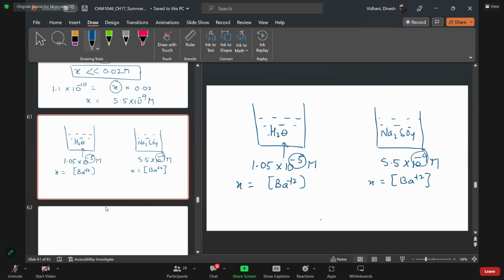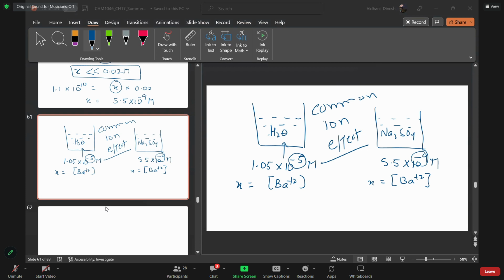Why is that? Because it has a common ion, right? It has the common ion, which is the sulfate ion, which drives the equilibrium towards the solid barium sulfate, right? You are driving the equilibrium to the left side. So this effect, we already know, is a common ion effect. So you are going to decrease the solubility if you have a common ion present in the solution. Okay. Any doubt so far? If no, then let me go to the next concept.